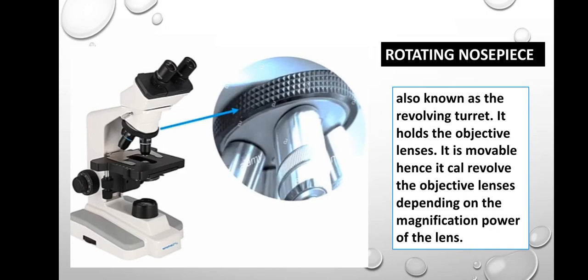Rotating nosepiece, also known as the revolving turret. It holds the objective lenses. It is movable, hence it can revolve the objective lenses depending on the magnification power of the lens.